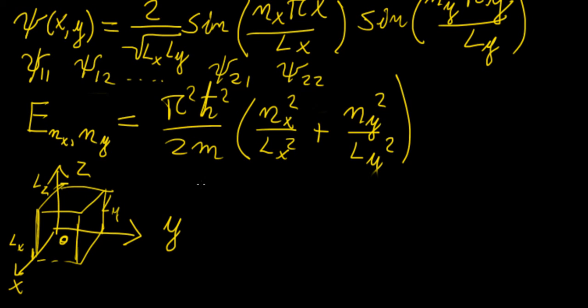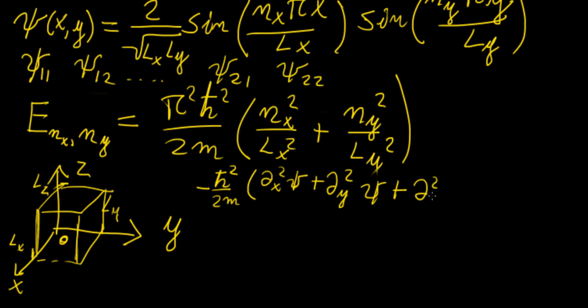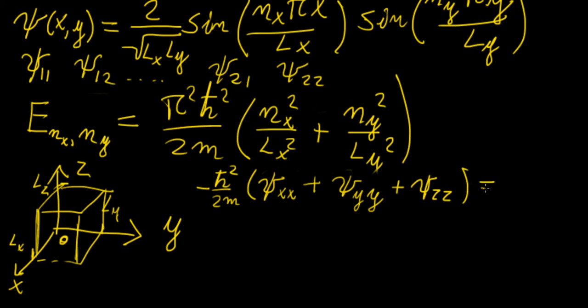So for this problem, we would have the Schrödinger equation of the form, and I'm just going to use the more proper notation for this: the second derivative in x plus the second derivative in y plus the second derivative in z equals E times the wave function.